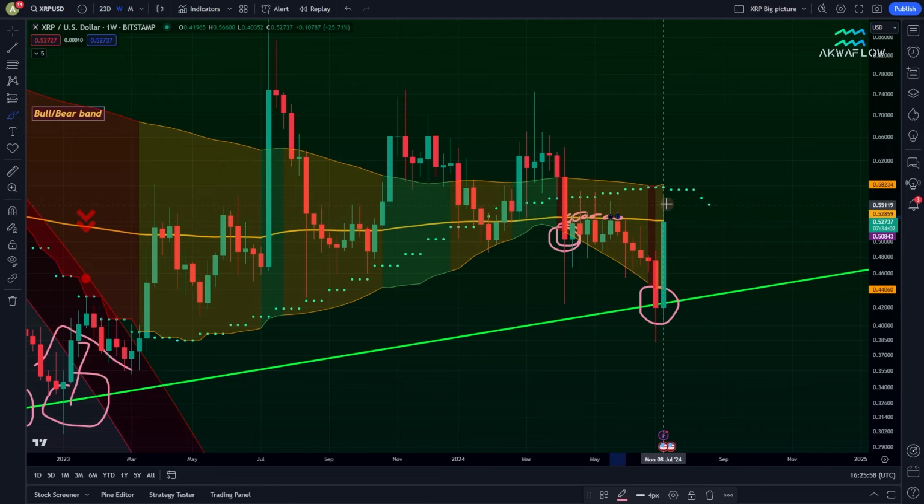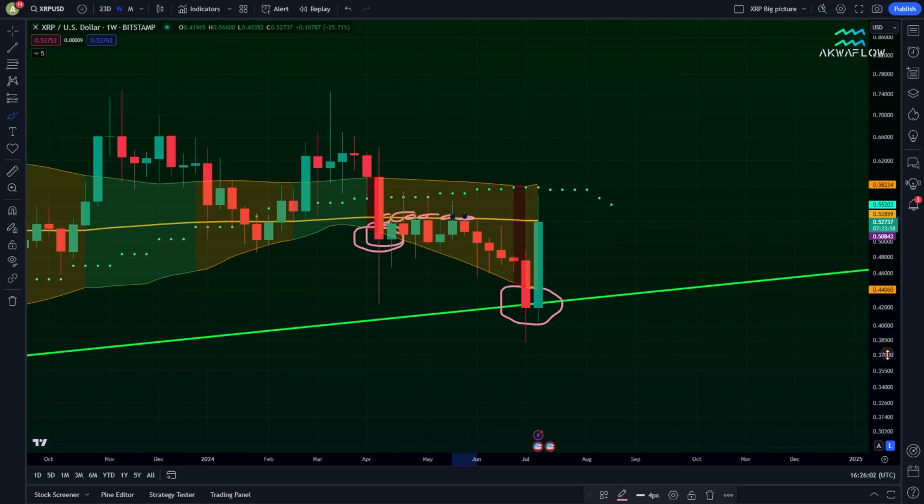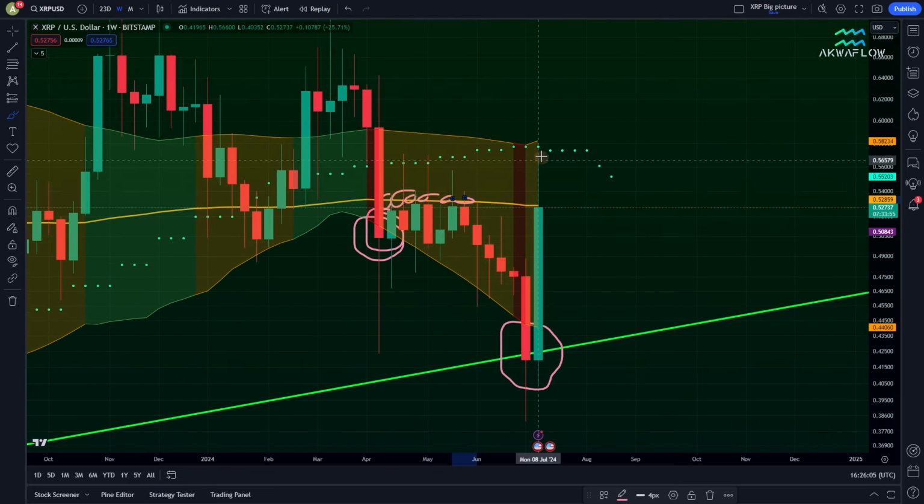And as you can see, we are experiencing the same thing as I'm talking, because here you see that we have a long wick, right? And right now the price is just below the 180 weeks moving average, which shows that right now the bulls are fighting to close above the line and maintaining XRP above this line.